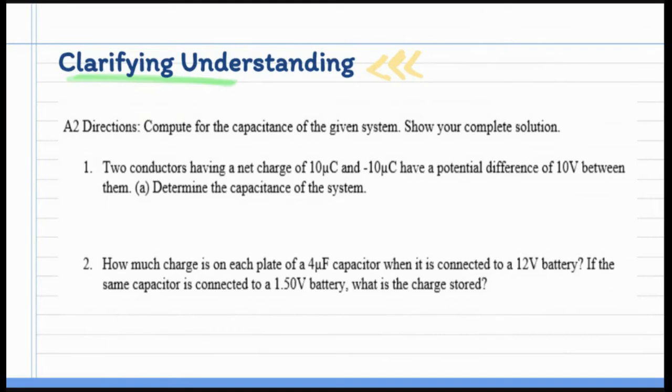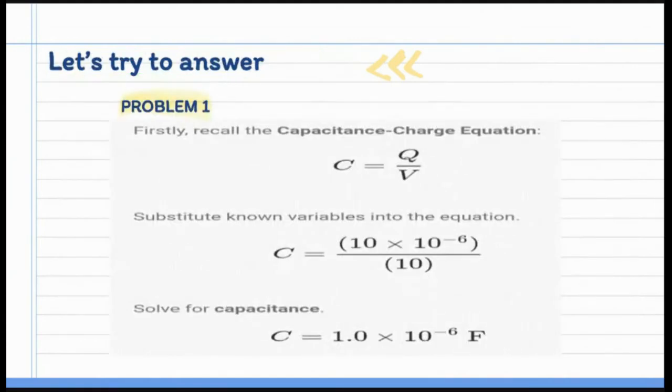But the question is, there are two charges present. Positive 10 microcoulombs and negative 10 microcoulombs. Which of them do we choose? We're going to use the positive one. They are identical, right? And it is dependent on the positive one. Okay, so we have here 10.